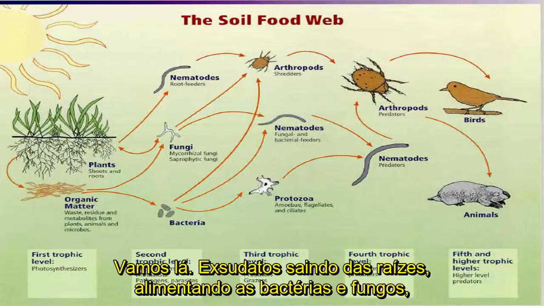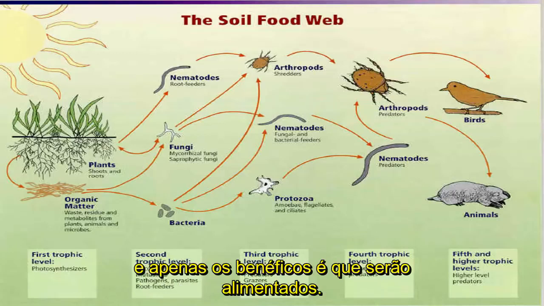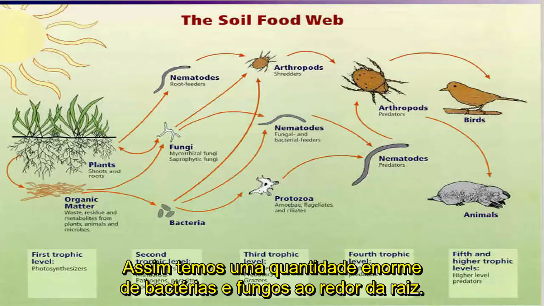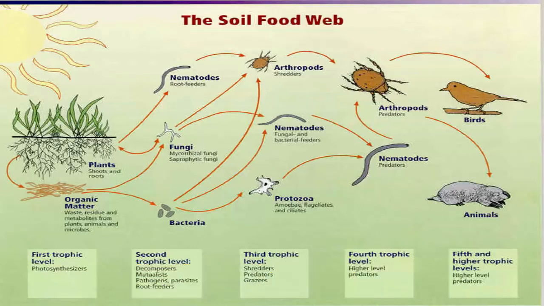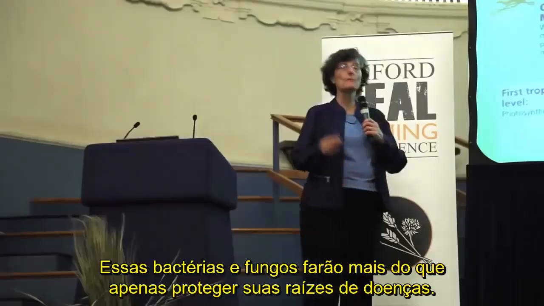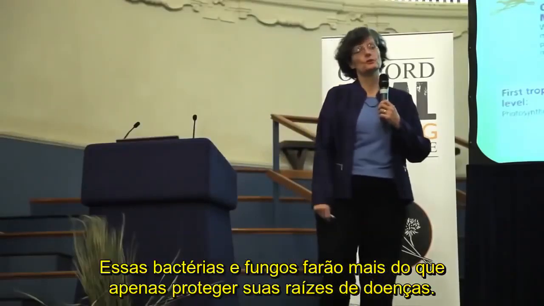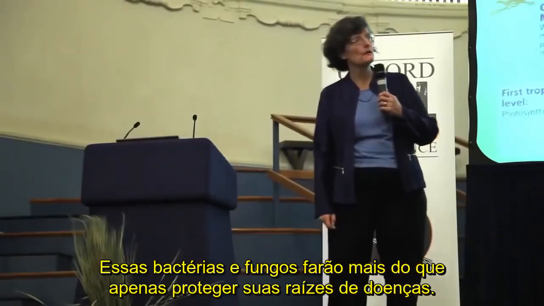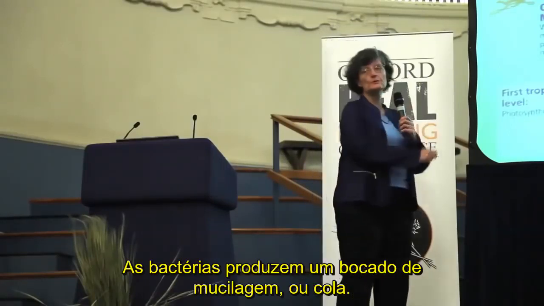So exudates coming out of those roots, feeding the bacteria, feeding the fungi, and only the beneficials will be fed. So now we have a massive amount of bacteria and fungi around the root system of that plant. Now these bacteria and fungi are going to do something more than just protect your roots from disease. Bacteria make a lot of glues.